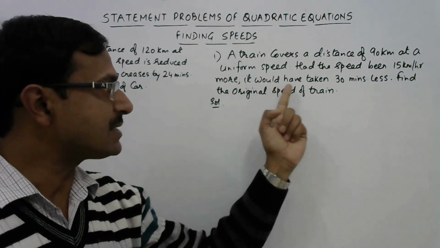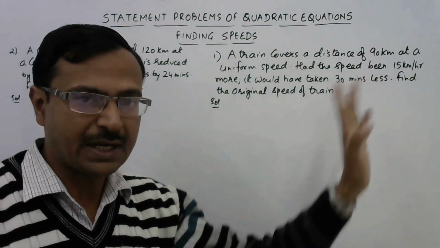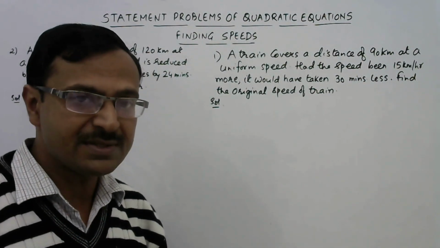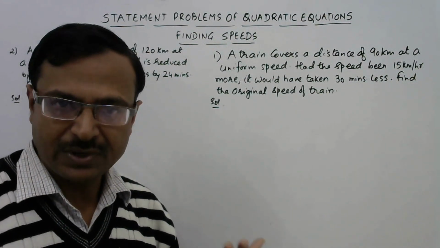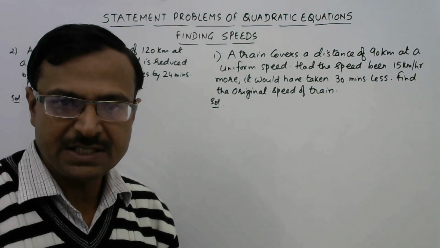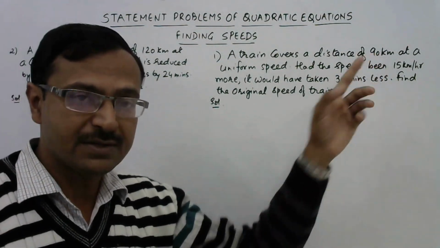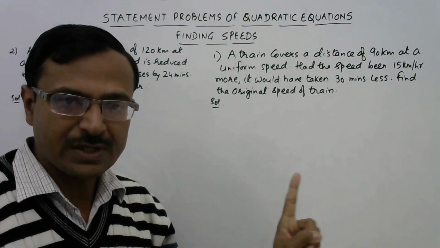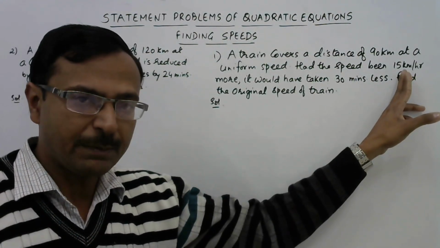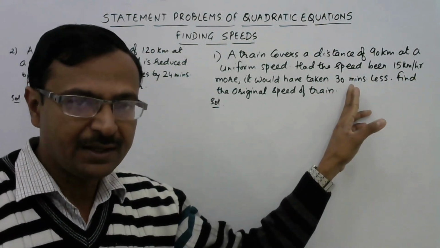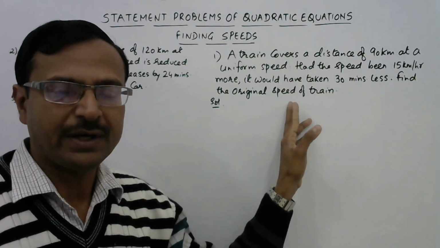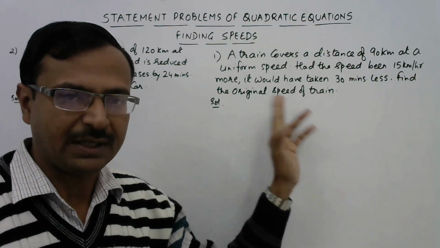So it takes 30 minutes less to cover those 90 kilometers. What happens? The train was traveling at a particular speed and covering these 90 kilometers in a particular time. So once we increase the speed by 15 km per hour, the time reduces by 30 minutes. We need to find the original speed of the train.